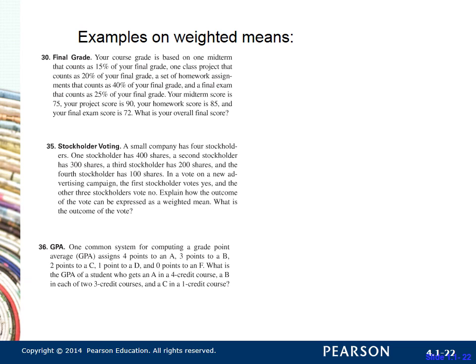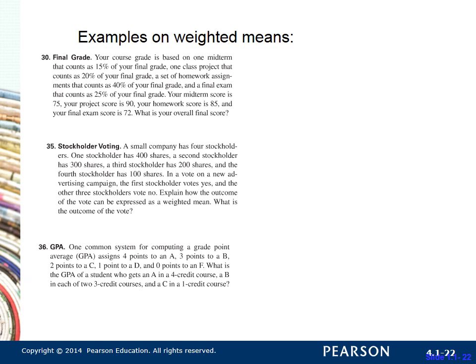All right, and number 36, GPA. How do we calculate a GPA, grade point average? A common system, which is the way our school does it, is you get 4 points for an A, 3 for a B, 2 for a C, 1 for a D, and none for an F. So what's the GPA of a student who gets an A in a 4-credit class, a B in each of 2 3-credit classes, and a C in a 1-credit class?